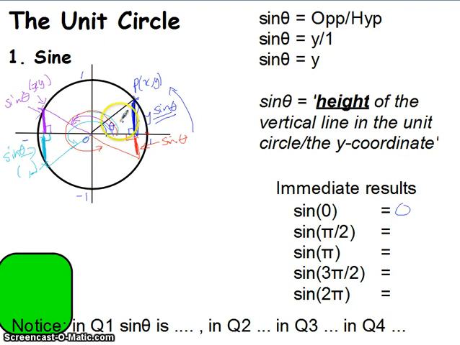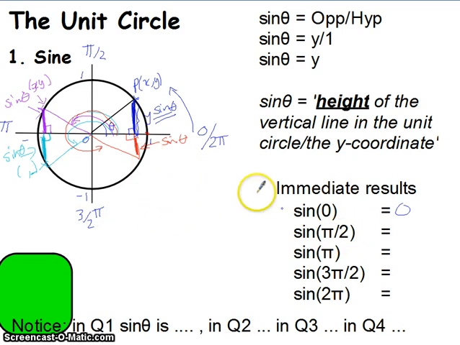Sine of pi over 2. Now, just a quick reminder, if we start here at 0 and go all the way around a circle, we end up having travelled through 2 pi radians. That means half a circle would be pi radians. This would be pi over 2 radians, and this would be 3 over 2 pi radians, so 1.5 pi radians, I mean.